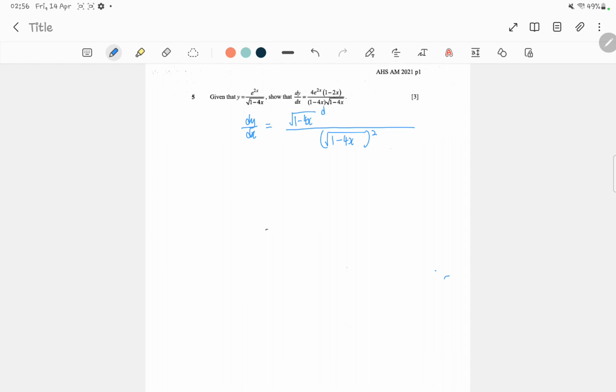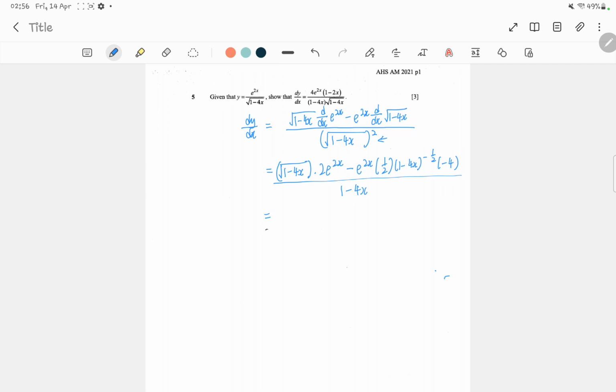We're going to differentiate the numerator, which is e to the power of 2x, and minus, we keep the numerator, we differentiate the denominator. In that case, this will be equal to this one over here. So this is chain rule, divided by the denominator. Because I square this, I will get 1 minus 4x over here.